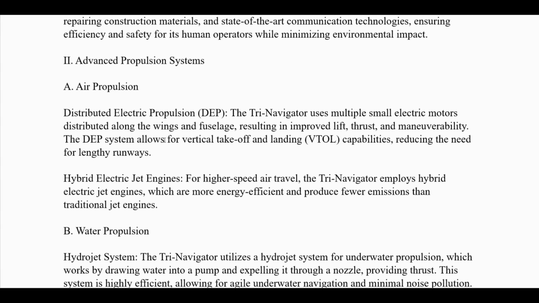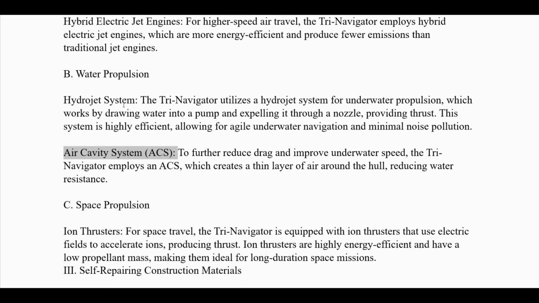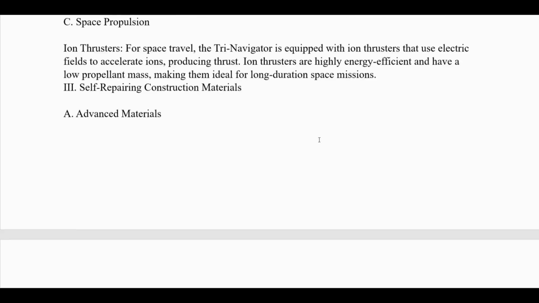Anyway, air propulsion: a distributed electric propulsion system uses multiple small electric motors distributed along the wings and fuselage, resulting in improved lift, thrust, and maneuverability, VTOL capabilities, and hybrid electric jet engines. Water propulsion: a hydrojet system, and also an air cavity system to further reduce drag and improve underwater speed. So you create a thin layer around an air cavity system. Torpedoes use that. Space propulsion: ion thrusters as well. So I was thinking we have to come up with a way of creating an engine that has all three of these in one.